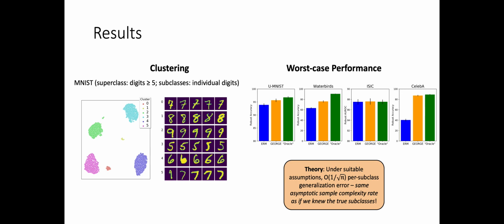Theoretically, we show that under a mixture of Gaussian assumption on the data, our method attains the same asymptotic per-subclass generalization rate as if we actually knew the true subclasses.